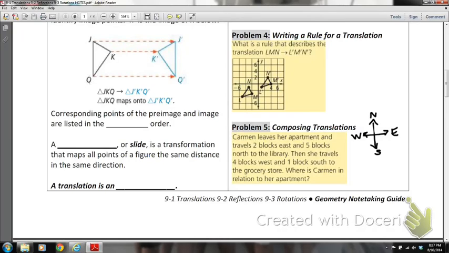Okay? So let's just start with, let's say she's at the origin, for instance, her apartment, and she goes 2 blocks east, then she's moved 2 to the right, which is a positive 2 movement. For your x coordinate, for example, it would be x plus 2. And then she travels 5 blocks north to the library. So she would go up 5 units, which is a positive 5 movement.